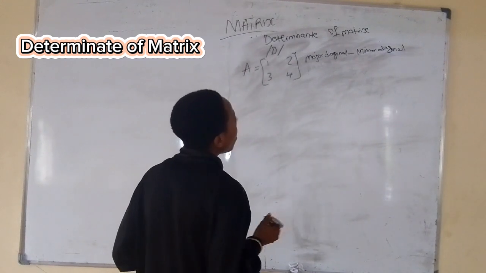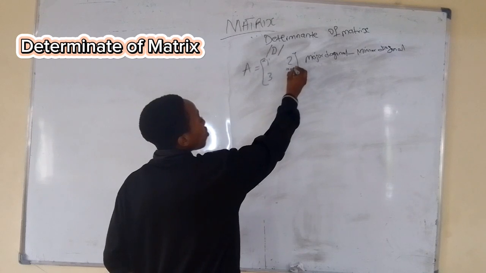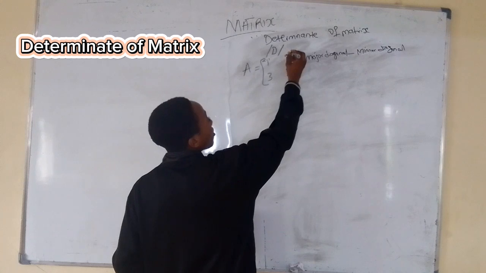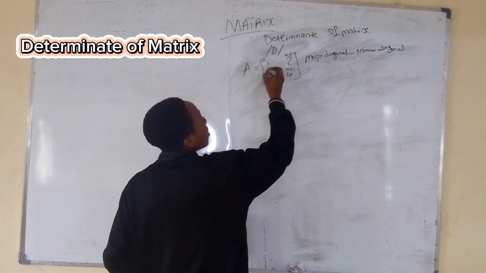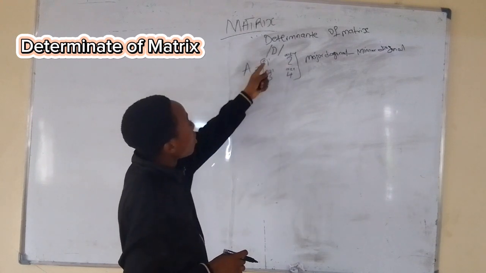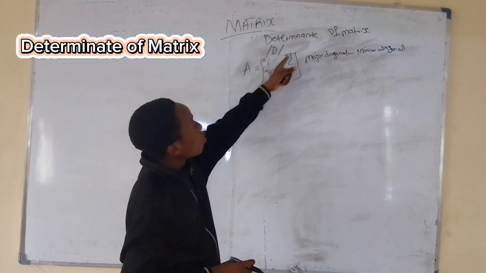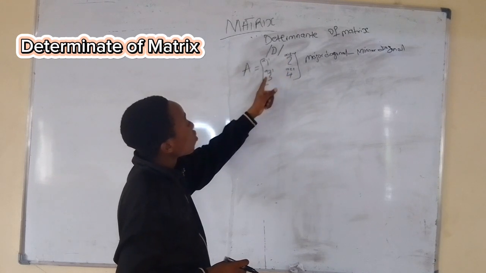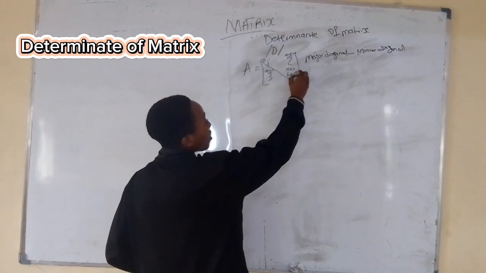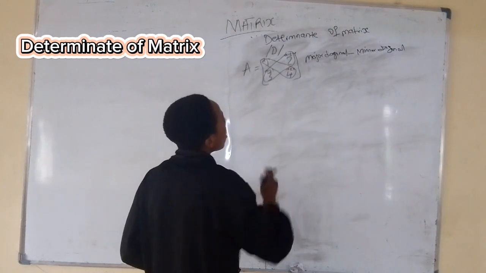Where your major diagonal is your A11 and your A22, and then your minor diagonal is your A12 and your A21. So what you have to do now is to multiply your A11 by your A22, multiply your A12 by your A21, and then subtract them. That is, you multiply this, you multiply this, then you subtract it.